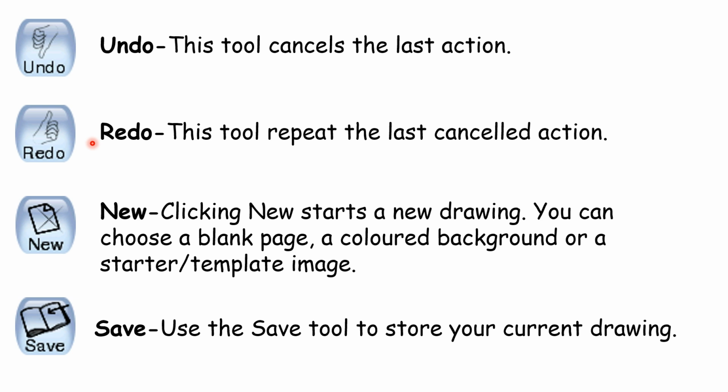Next you have your redo button. This redo button is used to repeat your last cancelled action, and you can see the icon, it is thumbs up button. And that means, supposing you have made a drawing, you had colored it, and by mistake you clicked on undo, which you did not want to, so you want it back. So instead of drawing it again, we can simply click on redo to get it back.